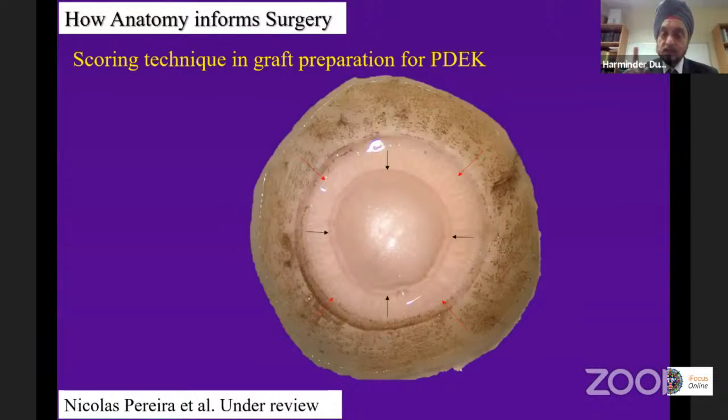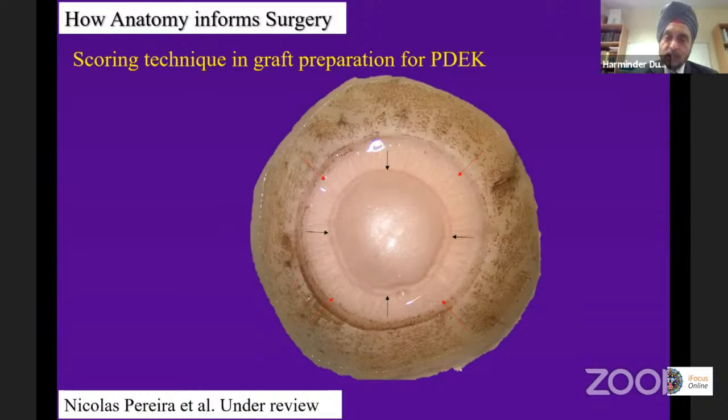And then again, based on the same anatomical knowledge, somebody came up with a poor man's way of avoiding a type 2 bubble. And this is again a paper which Nicholas Pereira and myself and others have sent to the BJO, it came back for a slight revision, and we've resubmitted it.